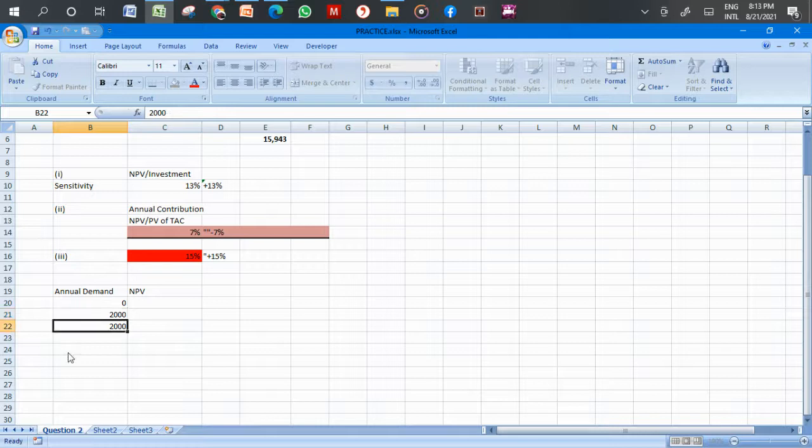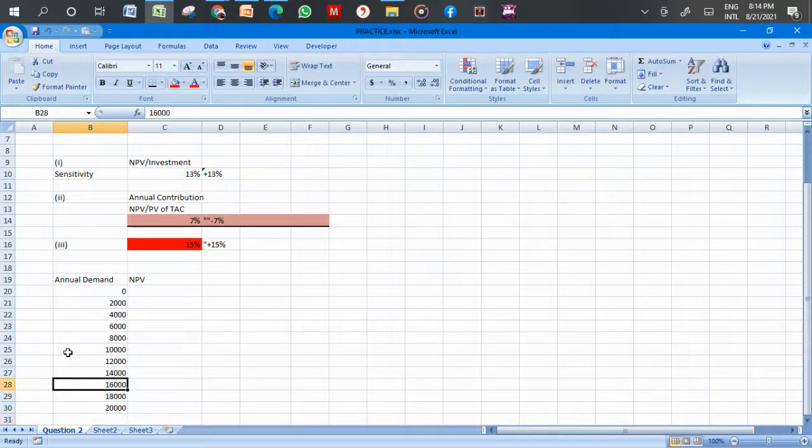So we put 2,000 here, we put 4,000 here, 6,000, 8,000, 10,000, 12,000, 14,000, 16,000, 18,000, and let's end at 20,000. So what will be the net present value if annual demand is 0?